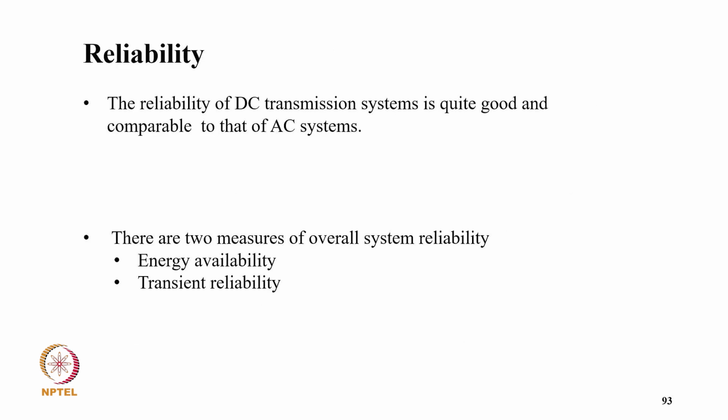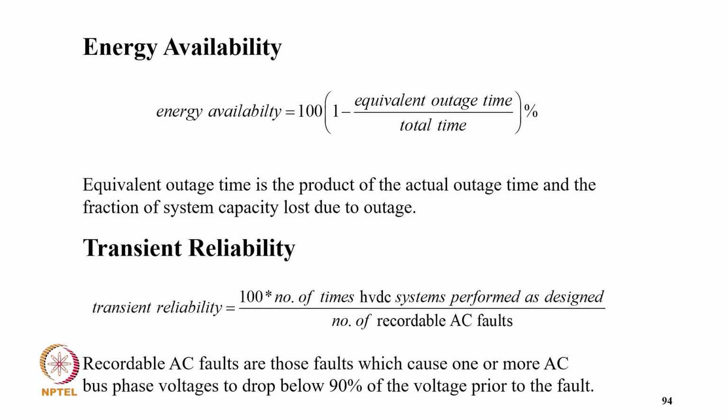Coming to reliability, the reliability of a DC transmission system is quite good, comparable to the AC system. There are 2 measures of overall system reliability: energy availability and transient reliability. Energy availability is 100 into 1 minus equivalent outage time divided by total time, in percentage. Equivalent outage time is the product of actual outage time and the fraction of system capacity lost due to the outage. Transient reliability is equal to 100 into the number of times the HVDC system performed as designated divided by the number of recorded AC faults.